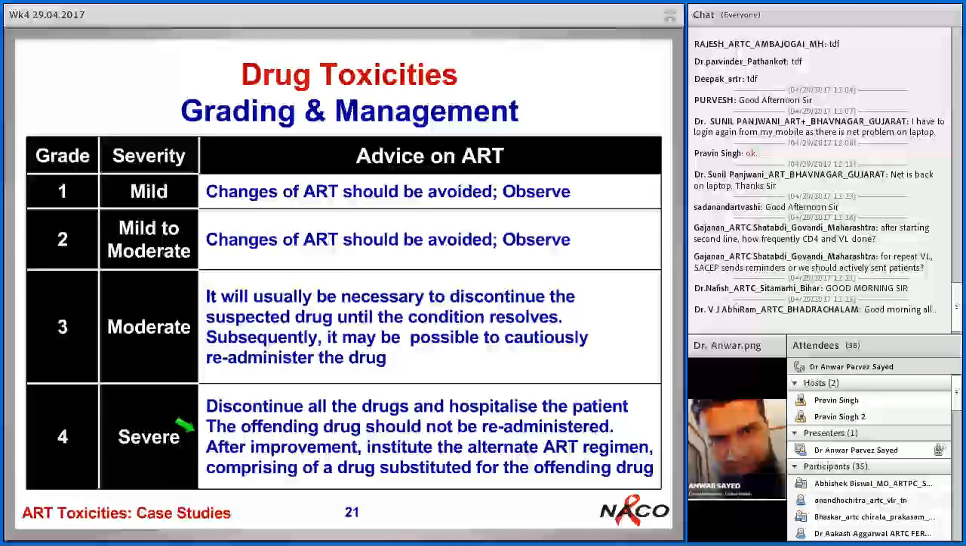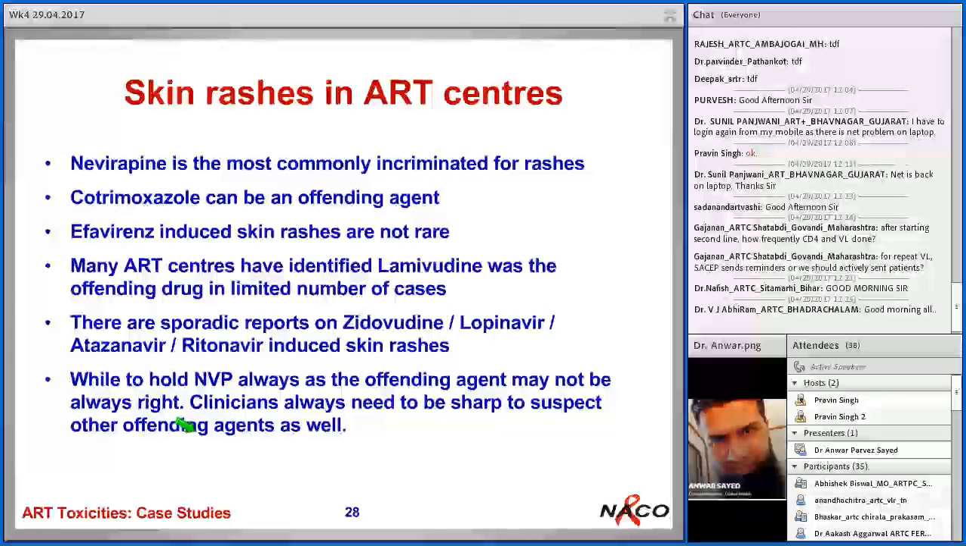The patient requires hospitalization, and you should never reinitiate patients on the same drug again. Skin rashes again range from mild to severe, Stevens-Johnson syndrome or toxic epidermal necrolysis. So whenever a patient is on nevirapine, efavirenz, or even lamivudine, it may cause skin rash. Some of the PIs may also cause it. So whenever a patient develops skin rashes, then immediately you need to grade that rash and closely observe if it is progressing, or even if there is any mucosal or mucous membrane involvement.